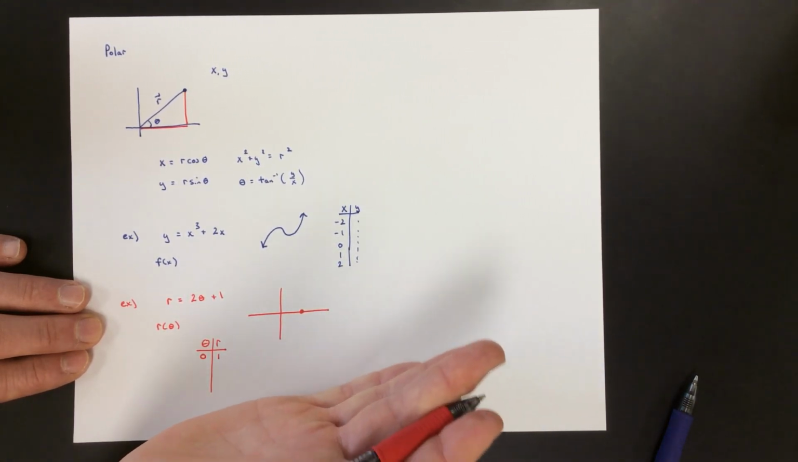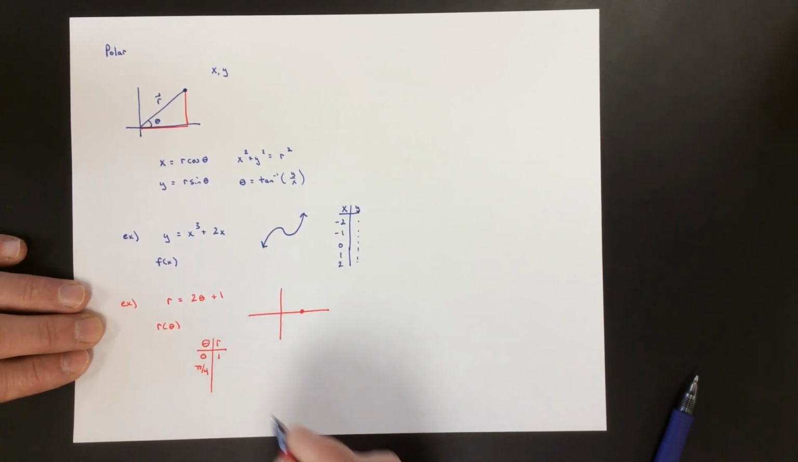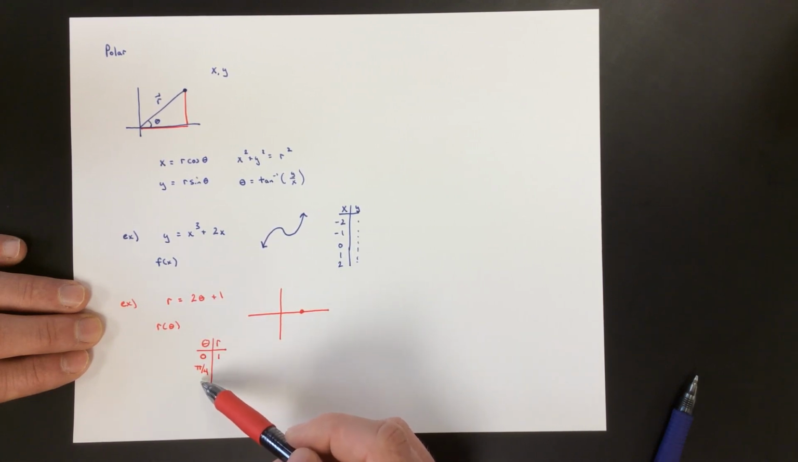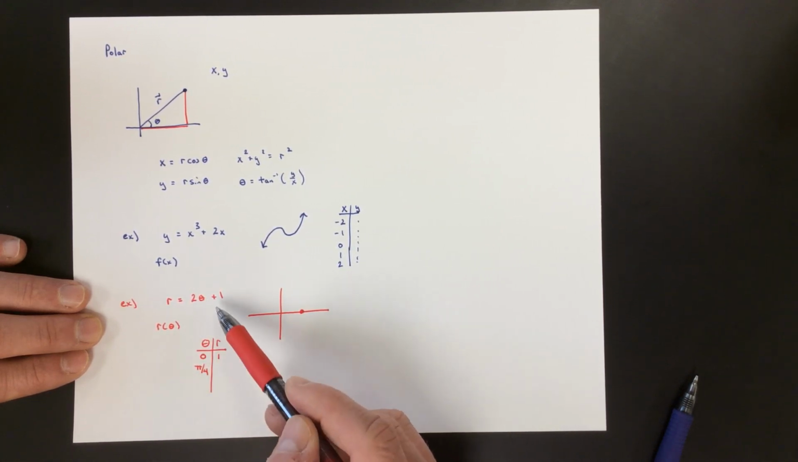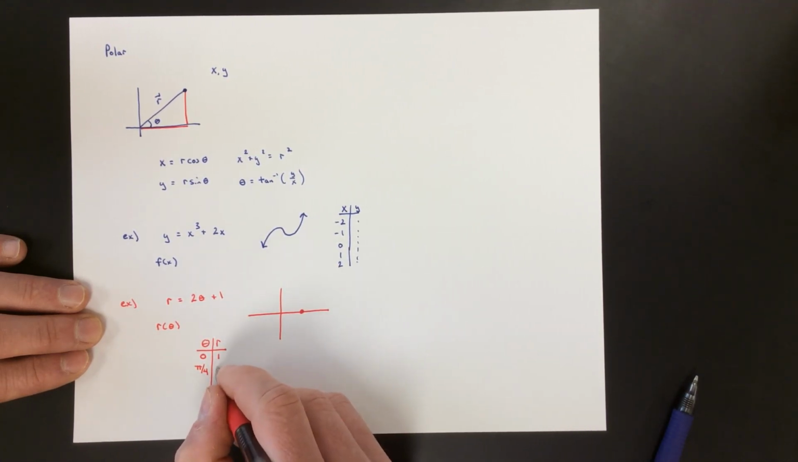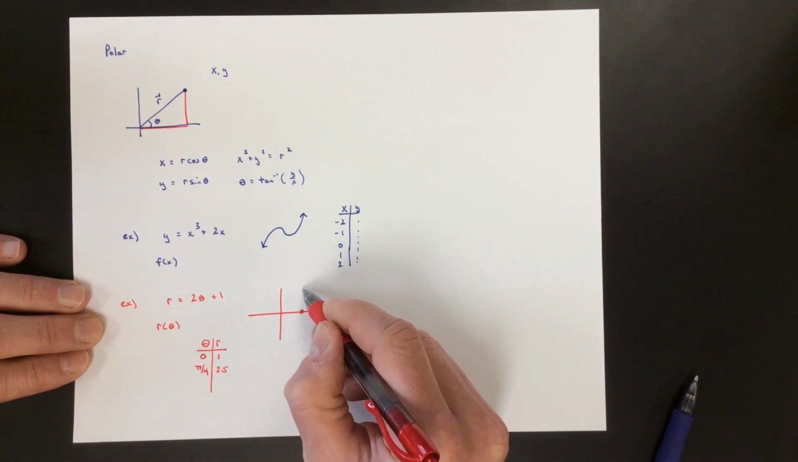And as we rotate, let's rotate to 45 degrees, right? Pi over 4. Then we get 2 times pi over 4, which is pi over 2, which is like 1.5-ish. Plus 1, we get like 2.5. So now we're pointed at 45 degrees, and now we're out 2.5-ish.